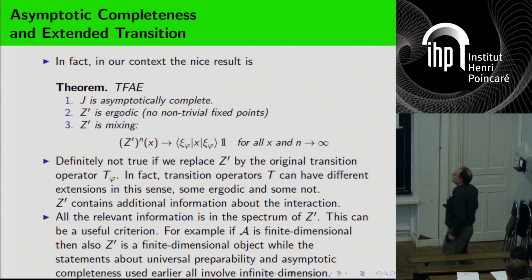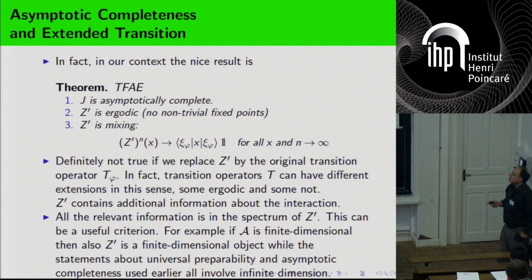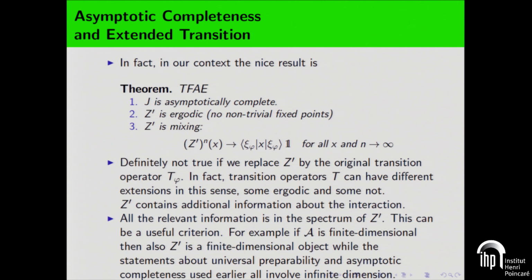For example, if A is finite dimensional, then also Z prime is a finite dimensional object, while all the statements we have seen before about universal preparability and asymptotic completeness involve infinite dimension. So this may actually be useful in practice, to compute Z prime and see what the spectrum is.